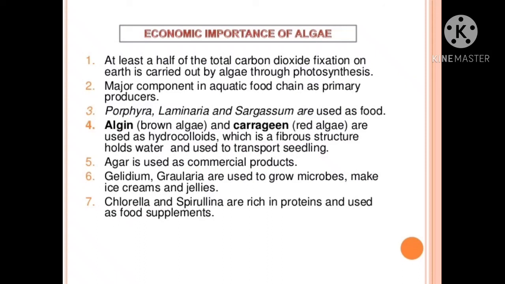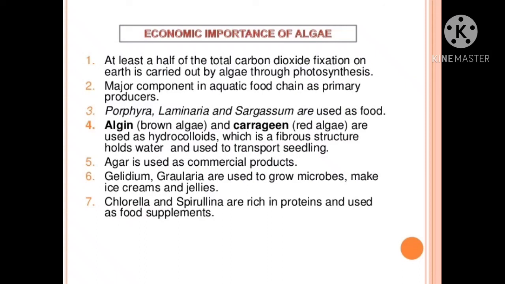Lastly, we will discuss the economic importance of algae. At least half of the total carbon dioxide fixation on the earth is carried out by algae through photosynthesis, because all have chlorophyll pigments in them. The major component in the aquatic food chain is the primary producers, the algae. Porphyra, Laminaria and Sargassum are used as food. Algin from brown algae and carrageen from red algae are used as hydrocolloids, which hold water.